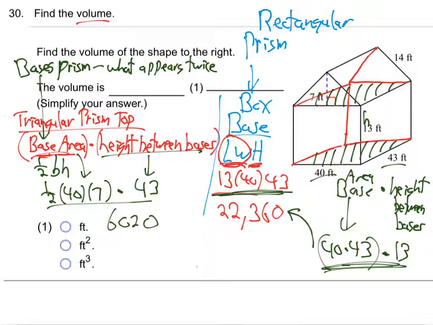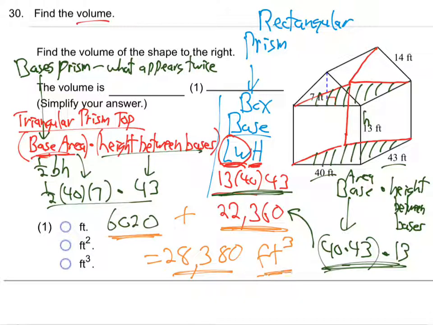You'll get 22,360. Final step, add the volume in the base with the volume in the roof area. Add those up on your calculator. That's what I'm doing right now. And I'm getting 28,380. 28,380, and what's the units on that? Cubic feet, because it's volume, which is always cubic units. So there's the last volume problem.